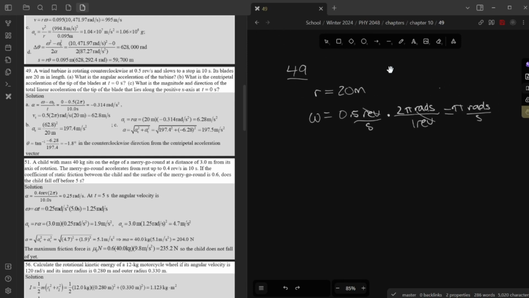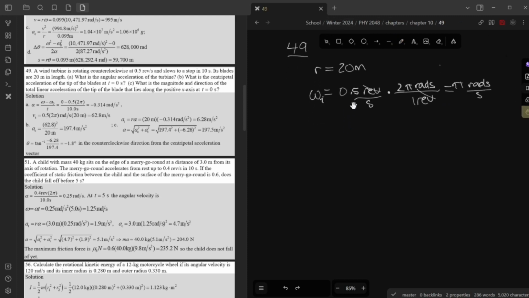So we have our initial omega, and we know that the omega goes to 0. So let's also write our omega final. We know this is 0 because it says it slows to a stop in 10 seconds. So we also are given a time, 10 seconds. Alright, so part A says, what is the angular acceleration of the turbine?